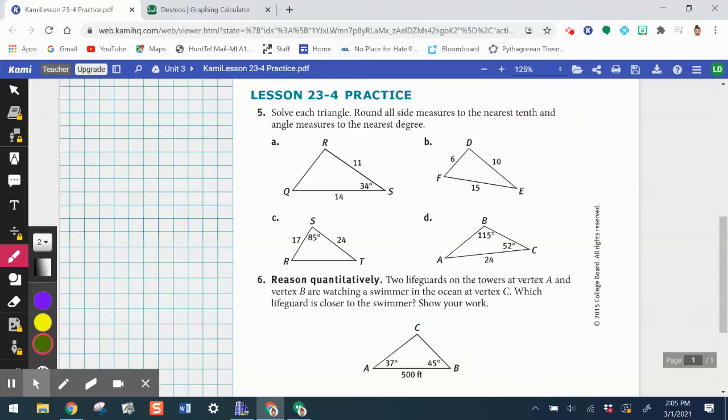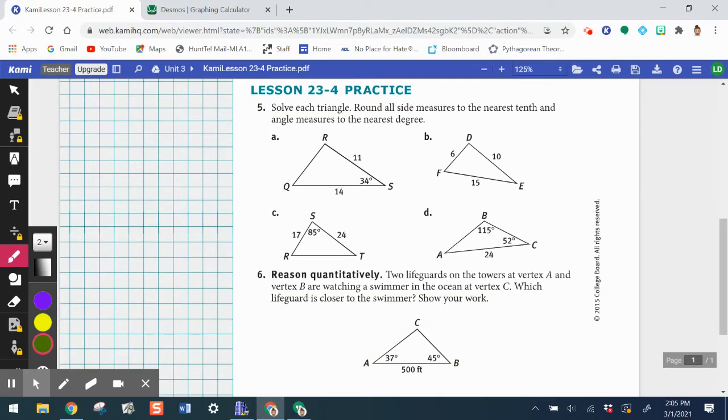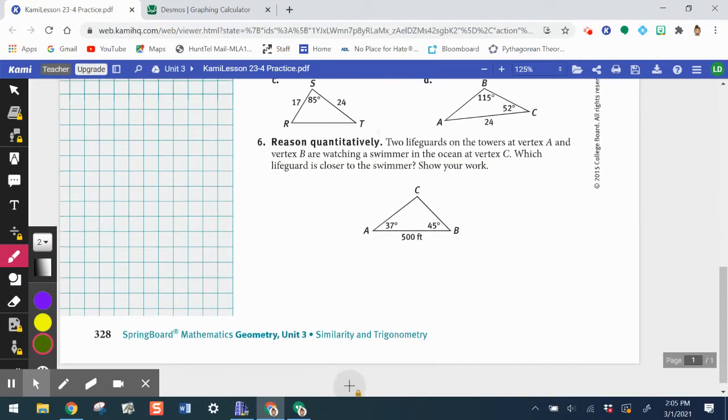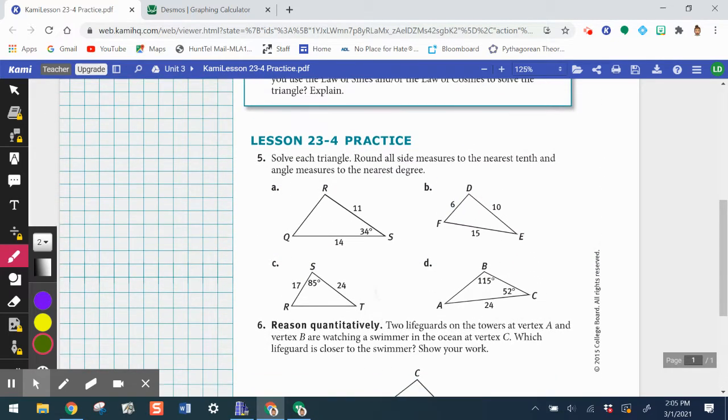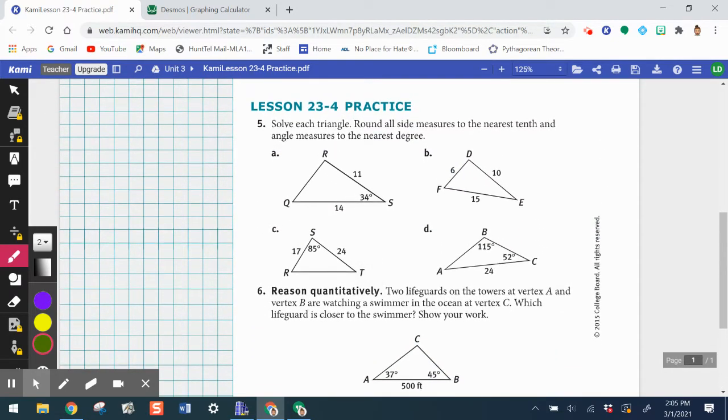Well, hello and welcome to lesson 23-4 practice. We are on page 328 in our text, looking to review lesson 23-4.